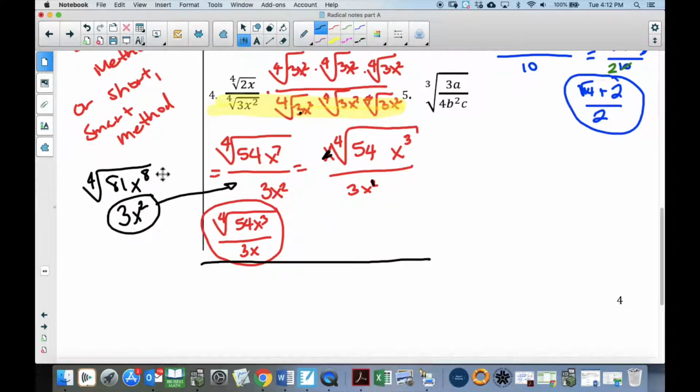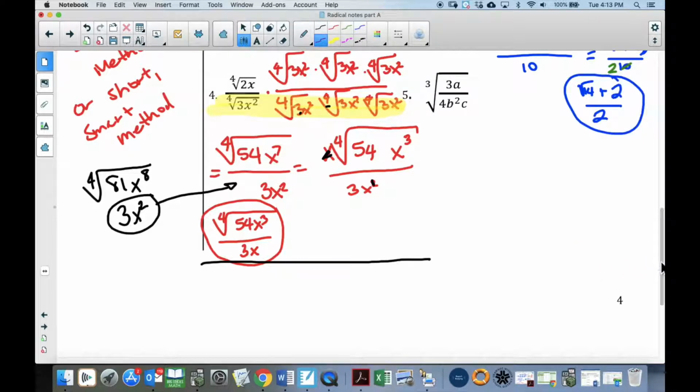I would argue that 81 x to the 8th is actually bigger than we need, right? Because 81 is a fourth root. That's a good number to use. 81 is a good number to use in this case. X to the 8th is bigger than it needs to be. All we really needed was an x to the 4th, right? But when we did it, we weren't thinking of that. We were being lazy, and we just went ahead and multiplied all of them, which gave us x to the 8th. But all we really needed was x to the 4th. Let me show you another way to approach this problem.